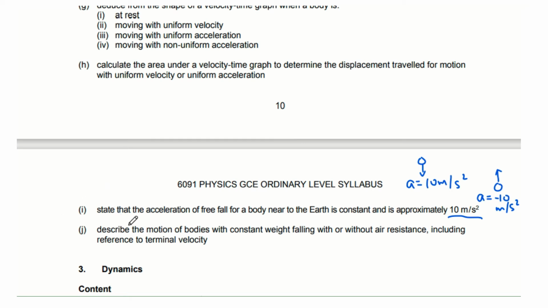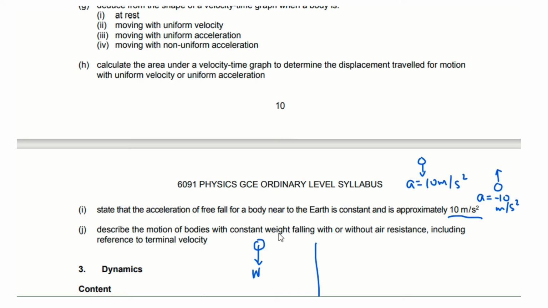Lastly, in part J, you need to describe the motion of bodies with constant weight falling with or without air resistance, including reference to terminal velocity. So you need to be able to explain what is happening when we are throwing an object downwards. Let's look at without air resistance first. Without air resistance, the only force acting on that object is weight. And the mass of the object always remains the same. So W equals mg.